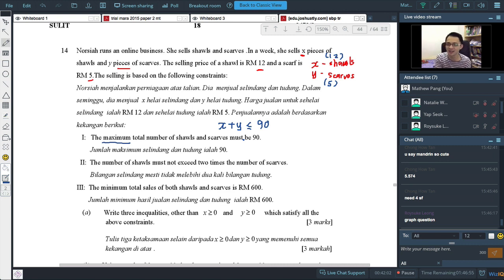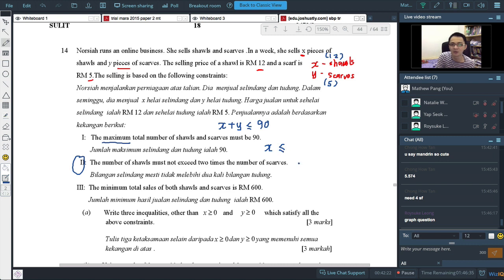Yeah, then you know it's less or equal. Okay, then the second condition: the number of shoes must not exceed 2 times the number of scarves. This is easy. So that means x cannot exceed, less or equal to, 2 times scarf y.